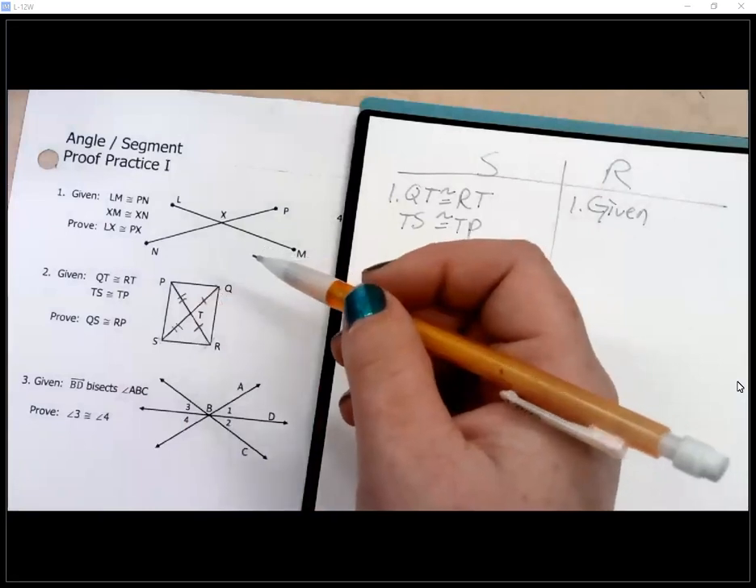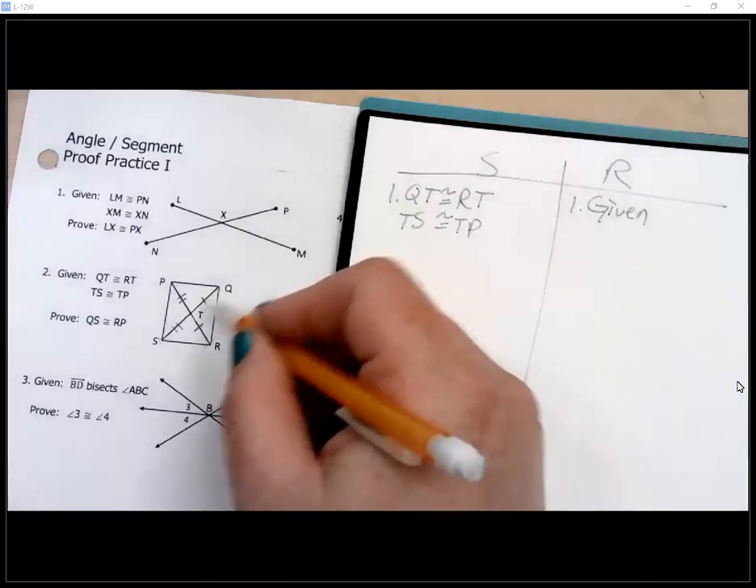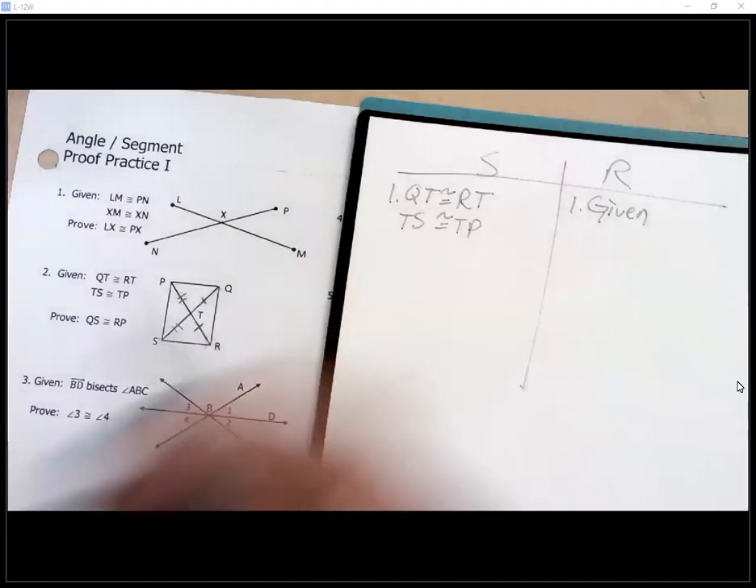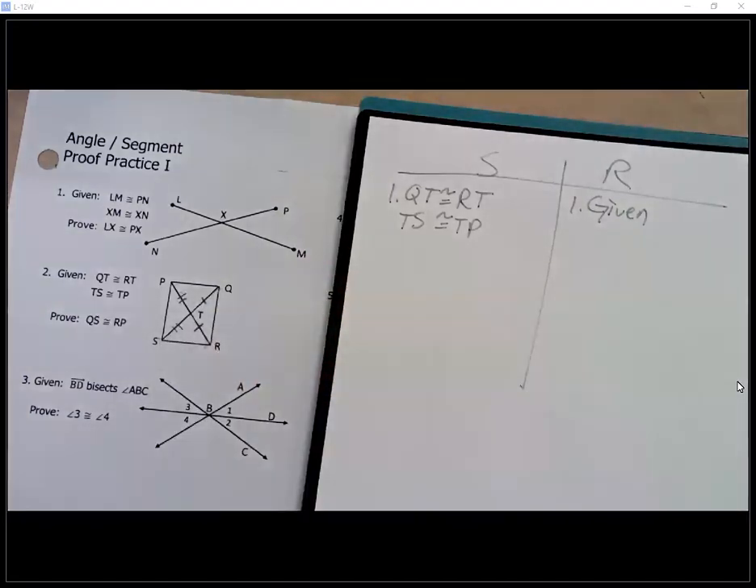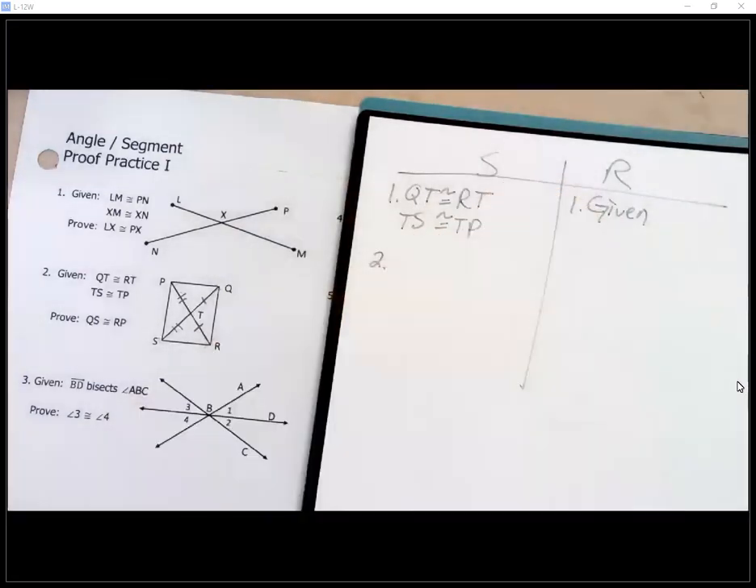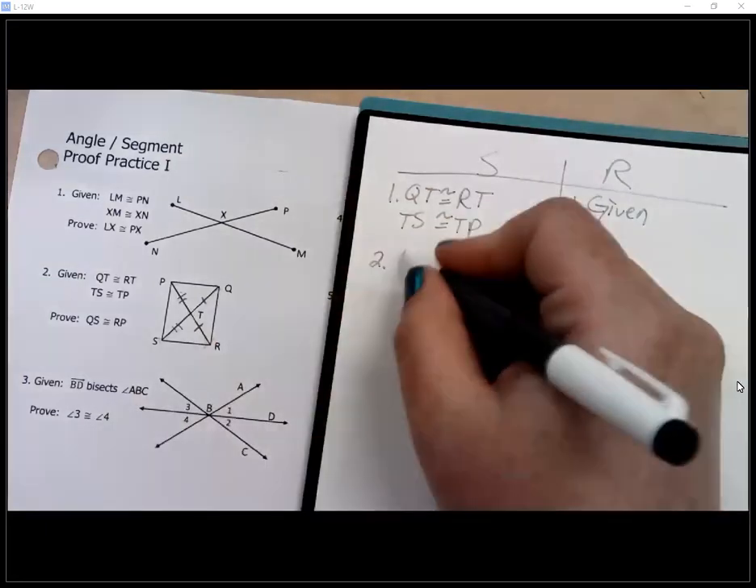If these are the same and these are the same, if I add them together, I should get there. Now it's just a matter of, okay, I know how it's working in my brain. How am I going to put it down here on this 2-column proof? Anybody have an idea where I could start? Riley, go ahead. Would you be able to do QT plus ST?